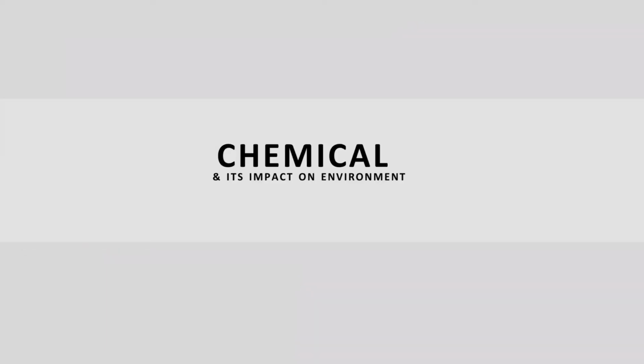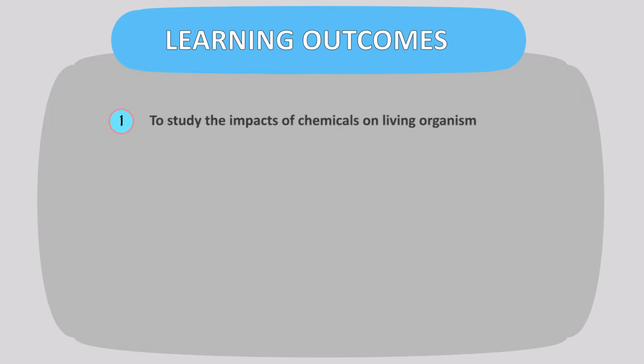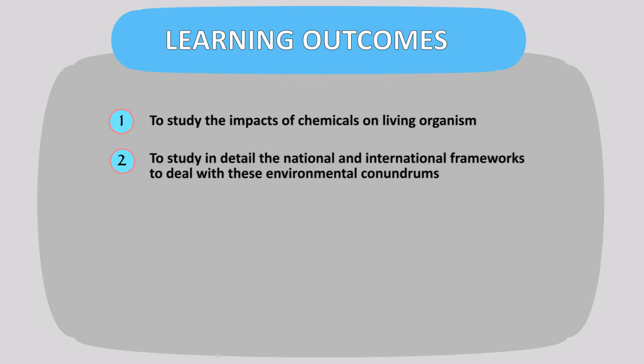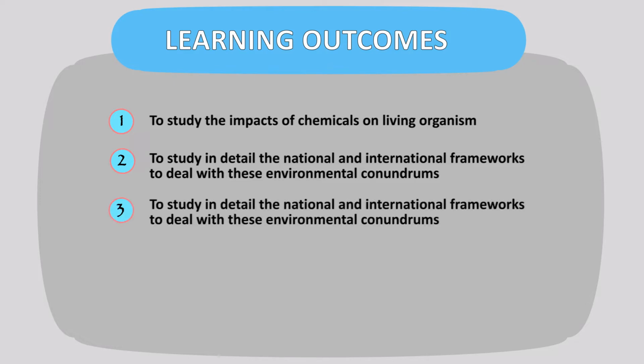Today we are going to discuss the topic chemical and its impact on environment. The first question that should come in your mind is, what are the learning objectives? Learning objectives are to study the impact of chemical on living organism. Second, to study in detail the national and international framework to deal with these environmental problems. And third is to study the role played by judiciary to achieve the guarantees provided in the Constitution.